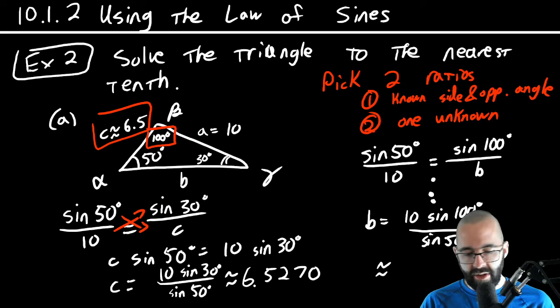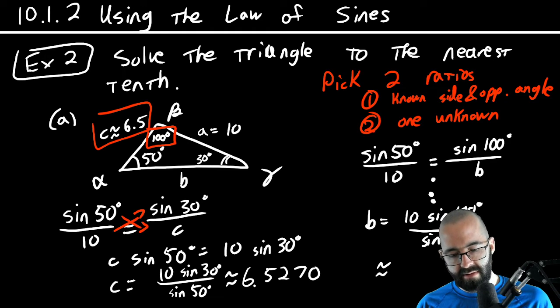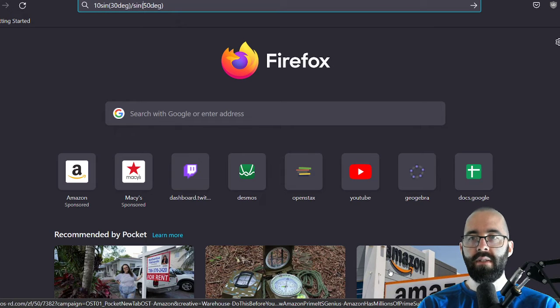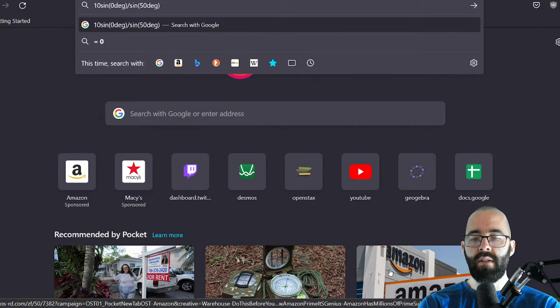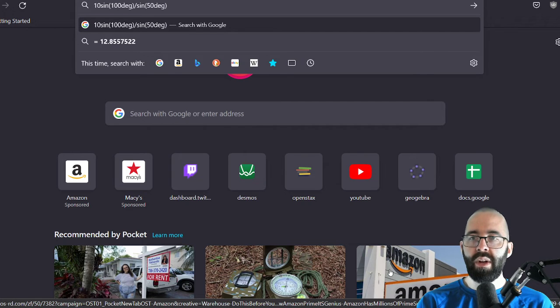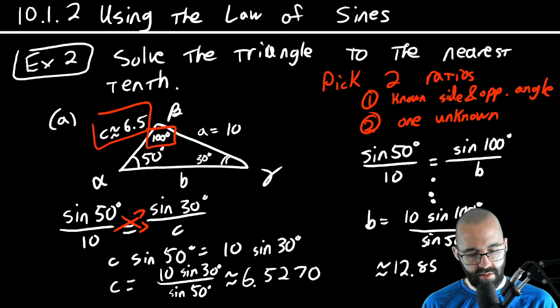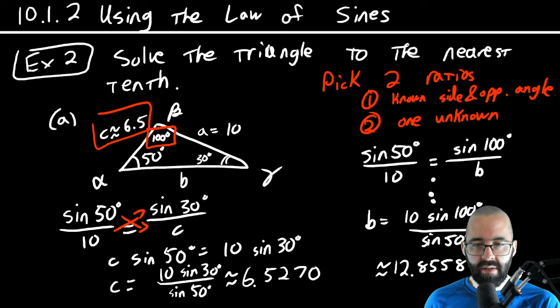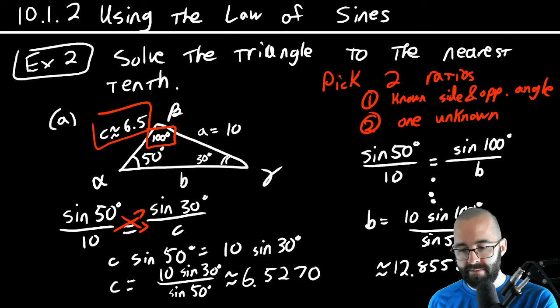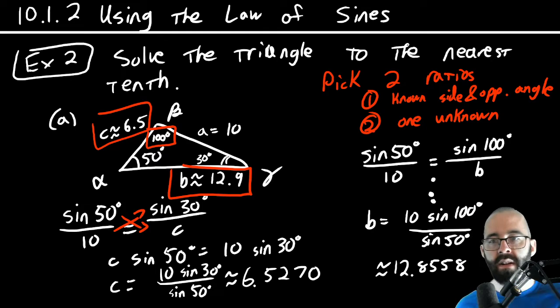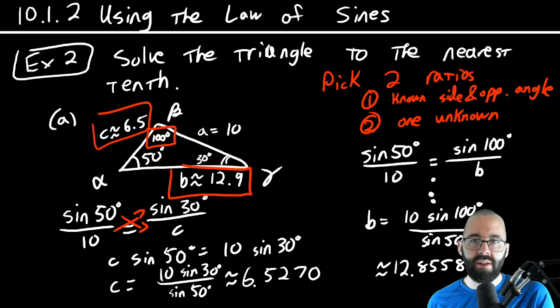Type that into a calculator. The only thing that changes is the 100 degrees. About 12.8558. But again, we can just round that to 12.9 because that's what it wanted us to do. All right, so we have C, we have B, we have beta. We solved the triangle. We found all the sides and all the angles.